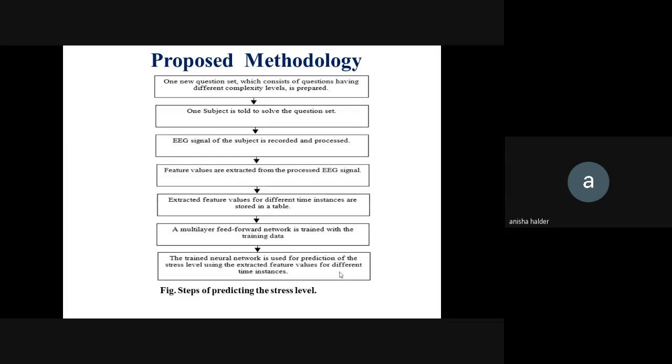So now how to predict or how to determine the stress level? The training method is okay. Now the testing part, whether the correct stress level has been detected or not. Another question set has been prepared with different complexity level. One subject is told to solve the question set. Again, EEG signal is recorded, feature values are extracted, processed. Next, a multi-layer feed-forward network, I am not going into details, is trained with the training data, and with the neural network algorithm, the classification has been made, and it has been seen whether the correct prediction has been made or not. Fine.